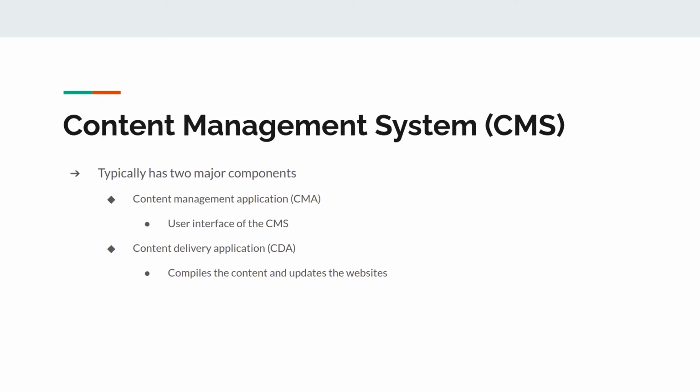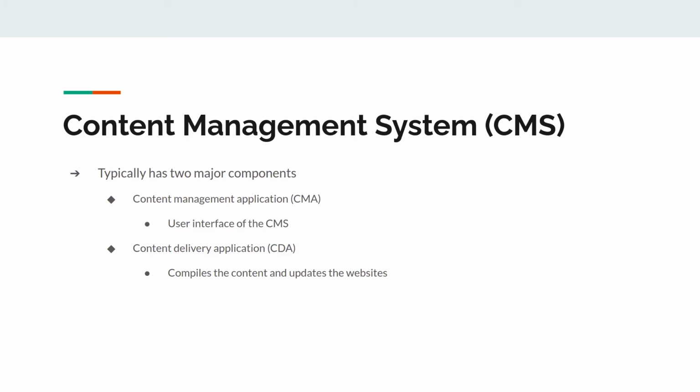So the CMA is the front end user interface of the content management system for the ones who manage the content. And the CDA is the one that compiles the content and updates the website. So what the CMA does is that it allows the user, even with limited expertise in the IT field, to use the system, because we know how complex it can be trying to build a website from scratch.